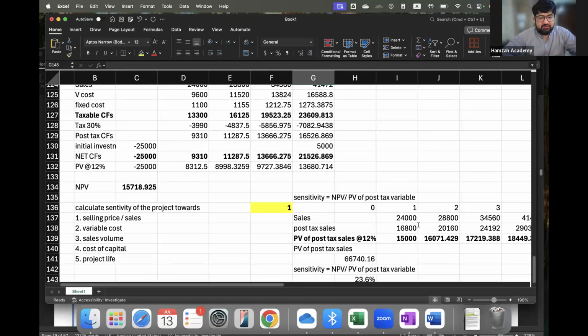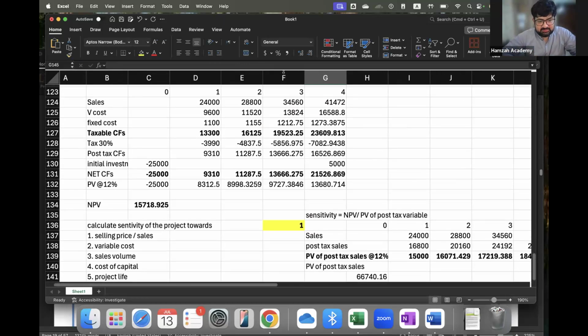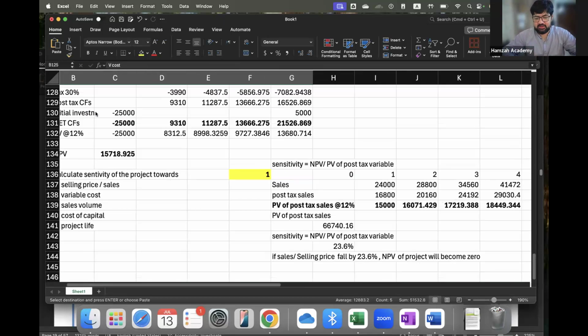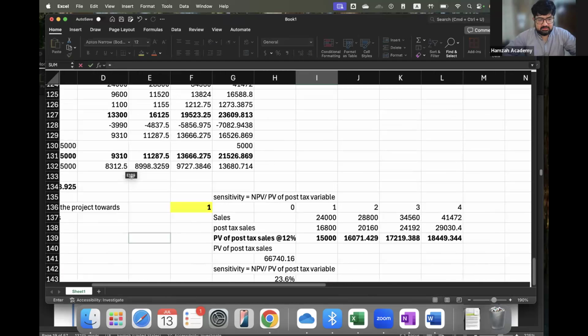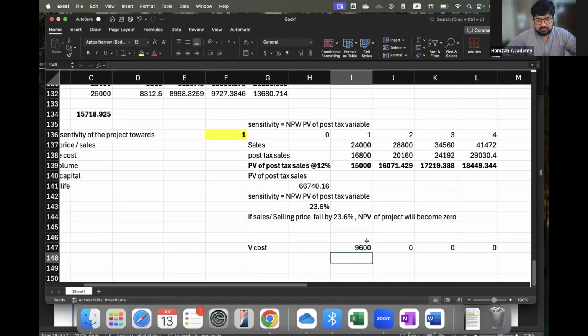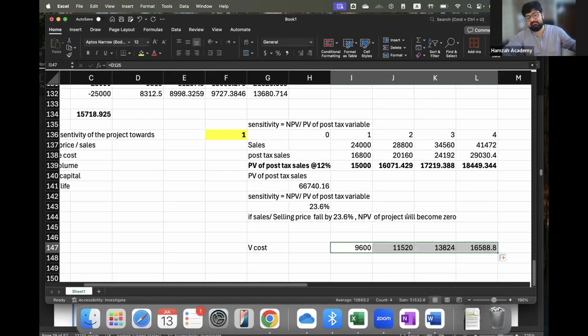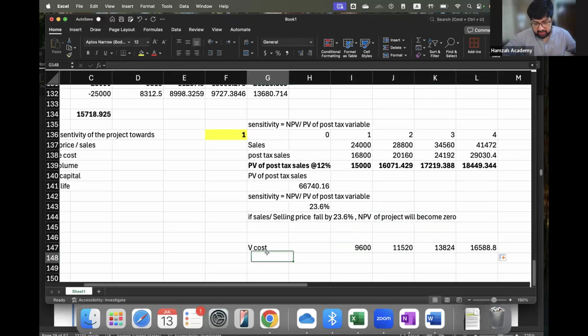So let us do this for variable cost as well. So variable cost, I will copy. Sorry, I need to link the cell. Okay. Variable costs are here. So variable costs are in front of you.